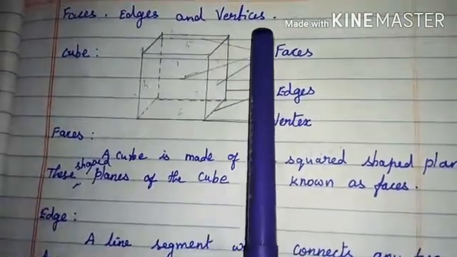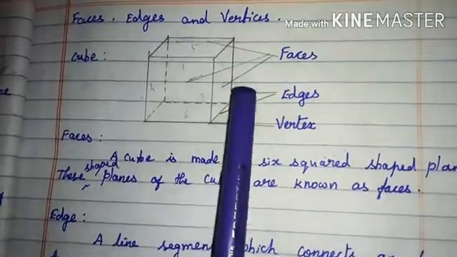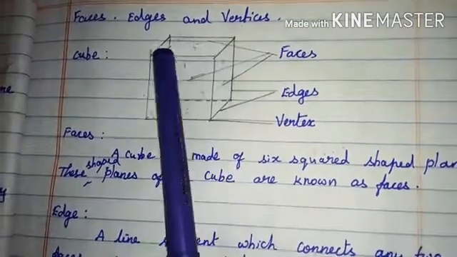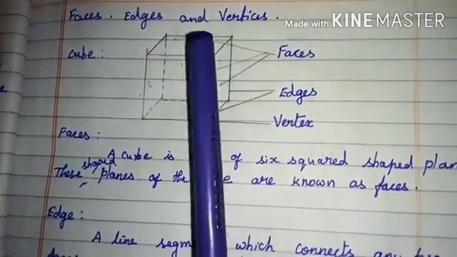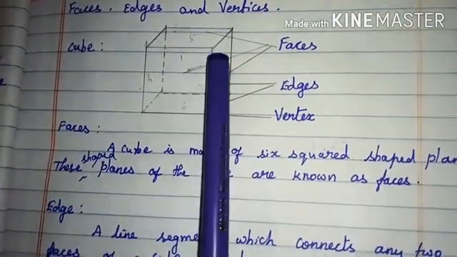The next one is a vertex. A vertex is nothing but the meeting point of 3 edges. If we take 3 edges like 1, 2 and 3, these 3 edges meet at a point. We call this point a vertex of a cube. For a cube, we have 8 vertices.